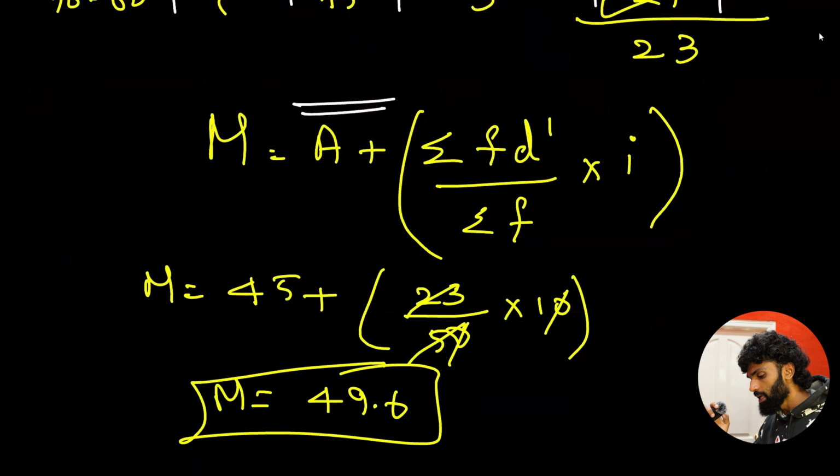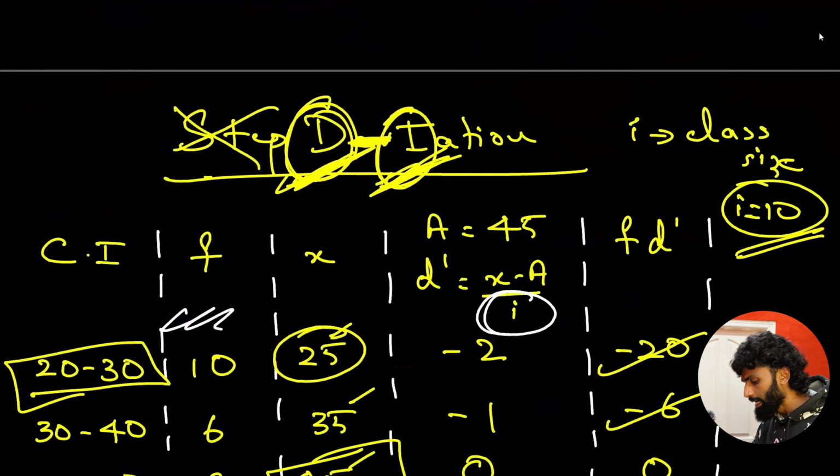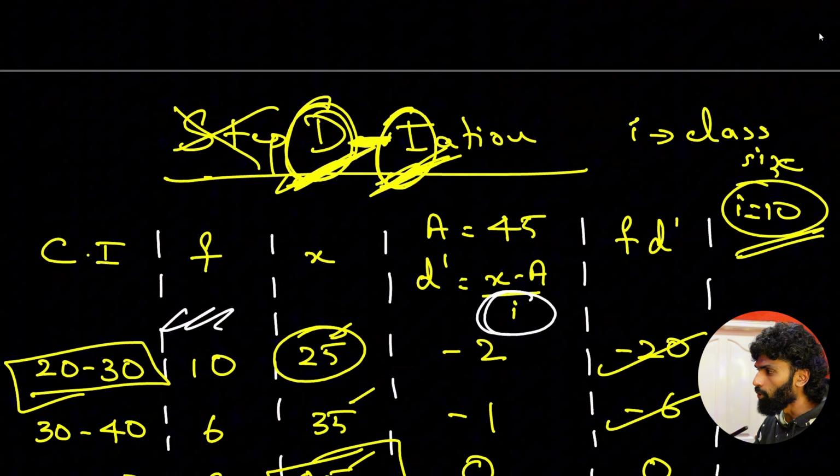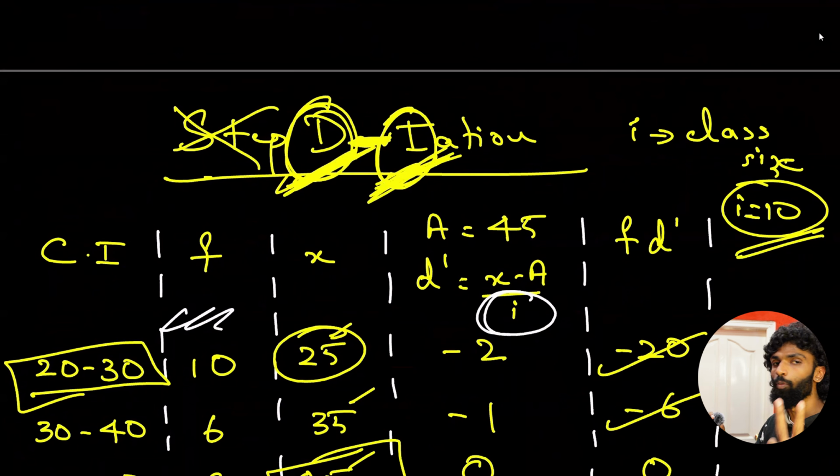So that's how you learn the method. The only hint you're supposed to remember is step deviation. DI is important. Okay? Deviation, I has to be involved. What's the other meaning? You gotta divide by I. So 2 meanings for 2 letters.